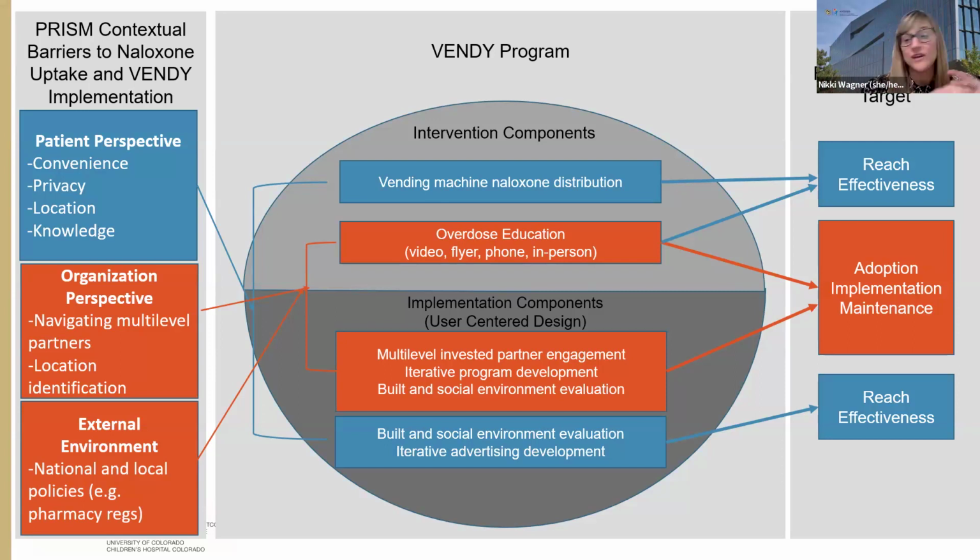And so when I put this together, I was looking at those barriers we had identified, and we know that convenience and privacy are important. Okay, so we're going to do a vending machine. We're going to make this convenient and we're going to make it private, but the where is important. And so incorporating those built environment evaluations is a critical component.